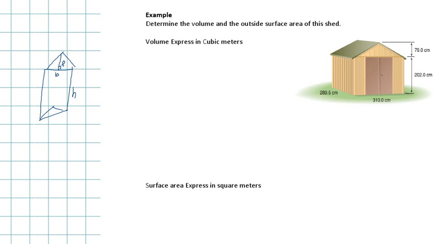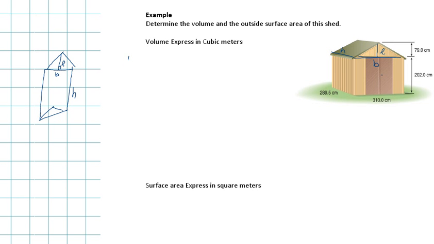So in this case, which one would be B, which one would be L, and which one would be H? H is the side, this one, yeah, that's your H, that's correct. What's B? Where the door is, B. And where is L? It's this one, which in this case is 79. Good.